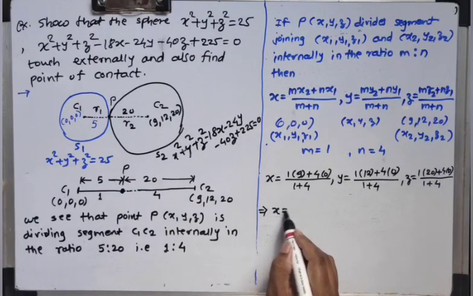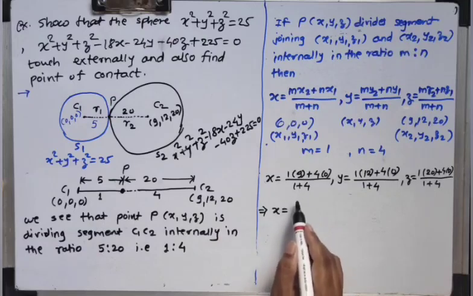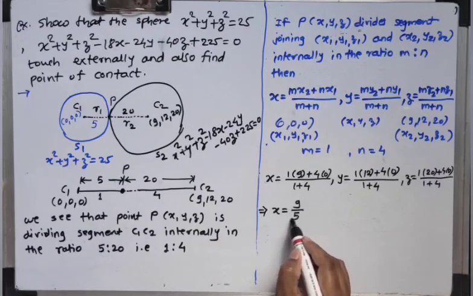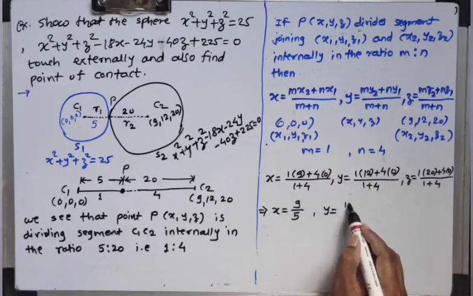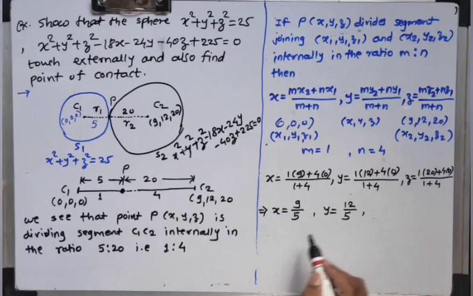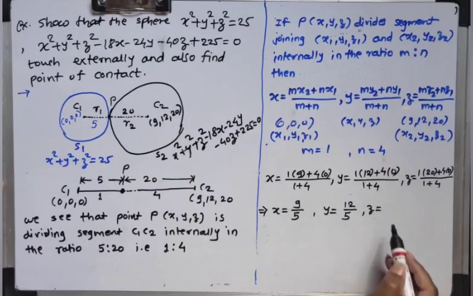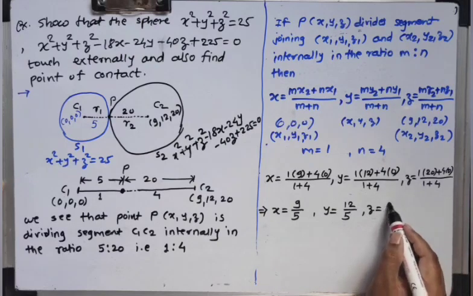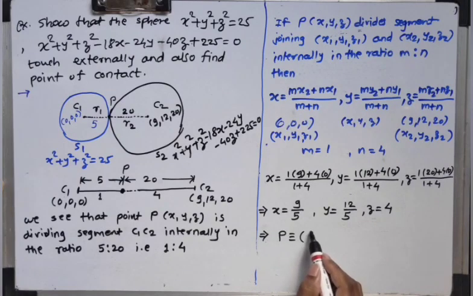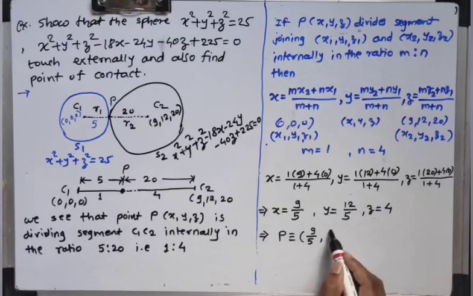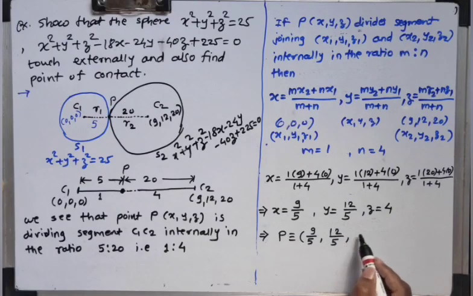That gives you x is equal to 9 upon 5, y will be equal to 12 upon 5, and z will be equal to 20 upon 5, that is 4. Therefore, the point of contact P is 9 by 5, 12 by 5, and 4. This is the second part, point of contact between the two spheres.